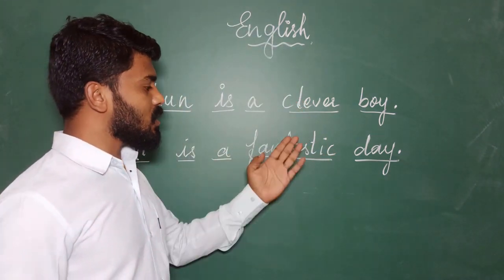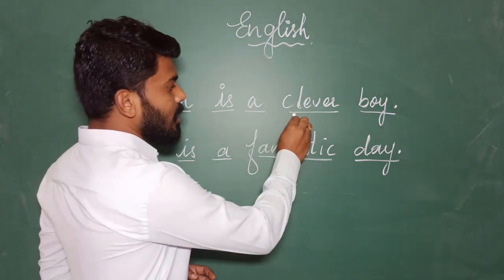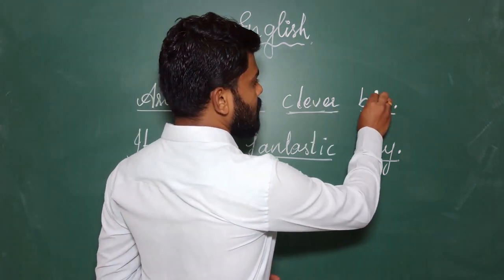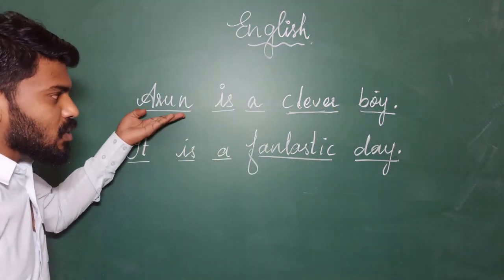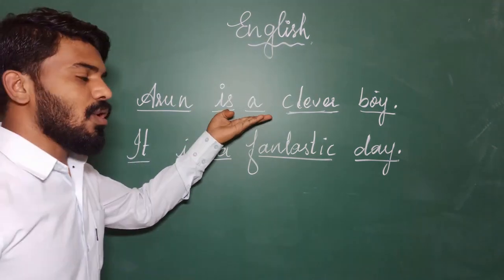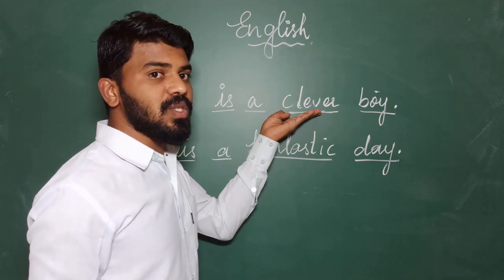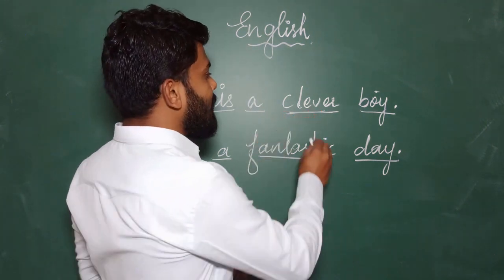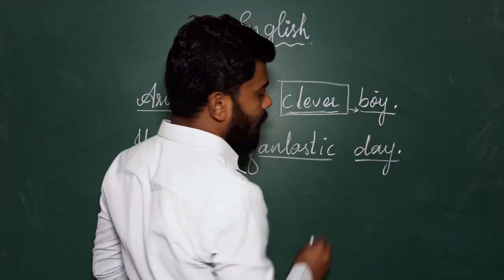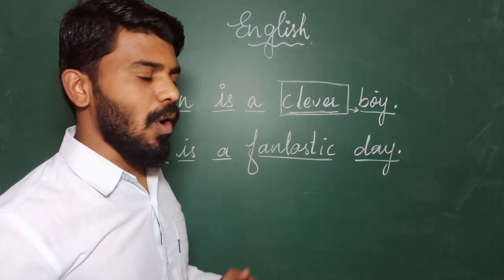Let us check what these two words are doing. Here this word says something about this boy. It has got its own function. So what is the function of this word? This word is actually talking about this boy. What kind of a boy is he? He is a clever boy.